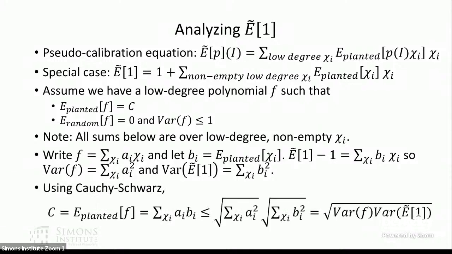And now using Cauchy-Schwarz, c is the expected value over the planted distribution of f. Since f is the sum over I of a_i times chi_I, this will be the sum over I of a_i times b_i. Using Cauchy-Schwarz, this is at most the square root of the sum over I of a_i squared times the square root of the sum over I of b_i squared, which is the standard deviation of f times the standard deviation of the pseudo-expectation value of 1. Now, since the variance of f is at most 1, rearranging this gives us that the variance of the pseudo-expectation value of 1 is at least c squared.